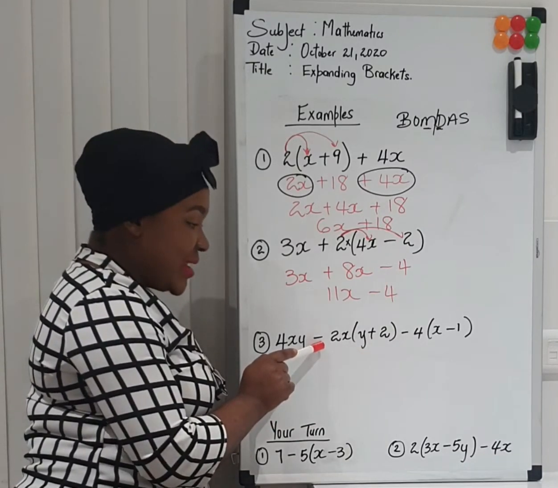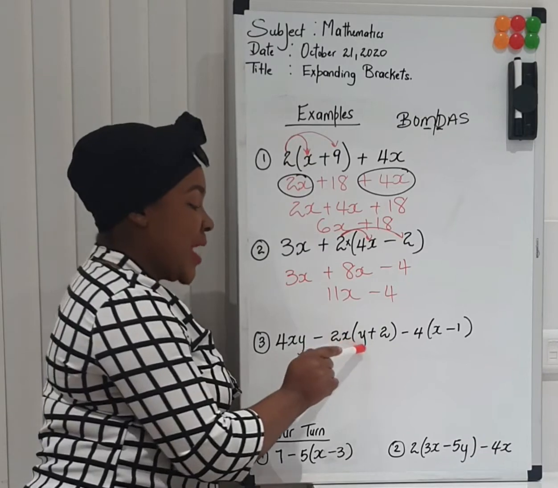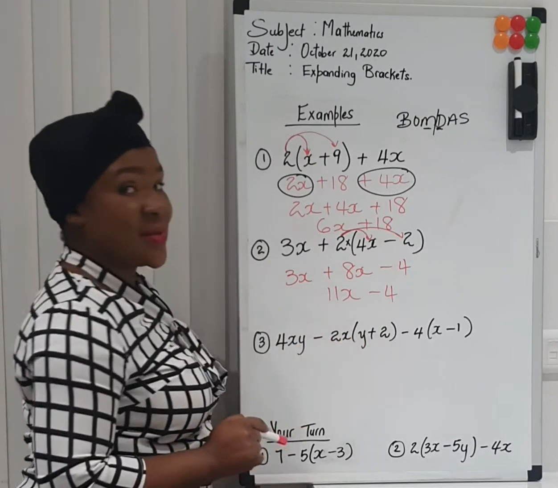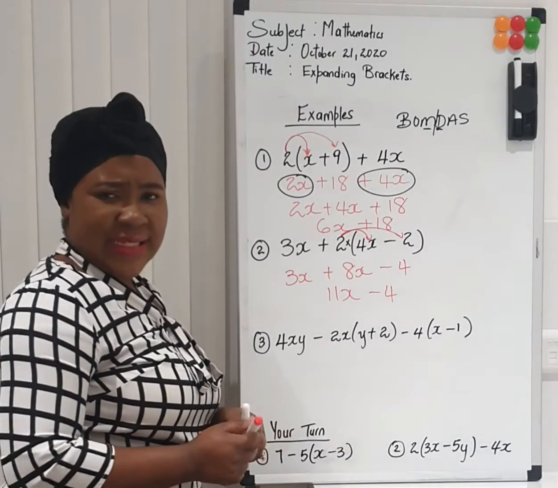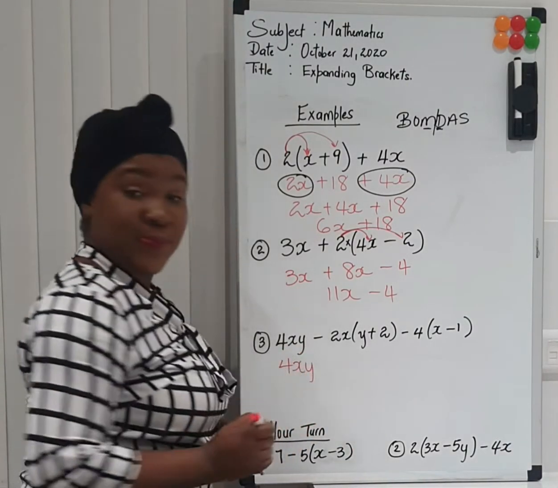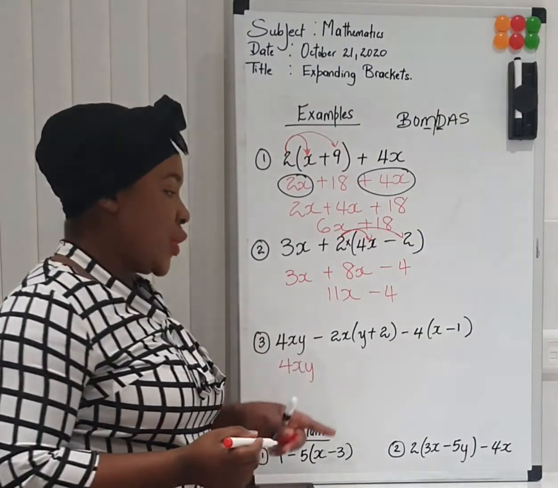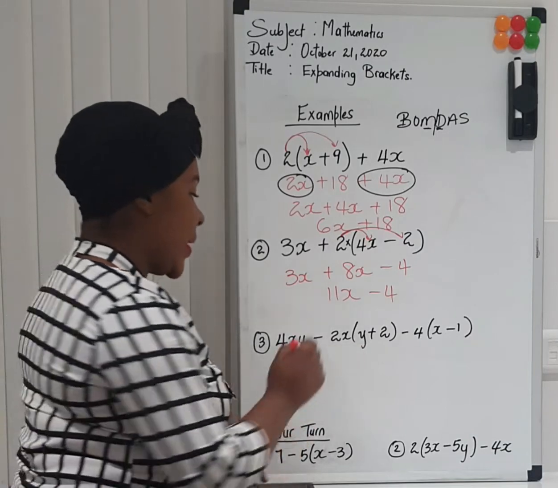That tells you that this 4xy has nothing to do with the bracket. So it's minus 2x times. Oh, we're multiplying the bracket by 2x. So this 4xy, we're not using it yet, so we're just going to write it down right there. Then we're going to say negative 2x times y.